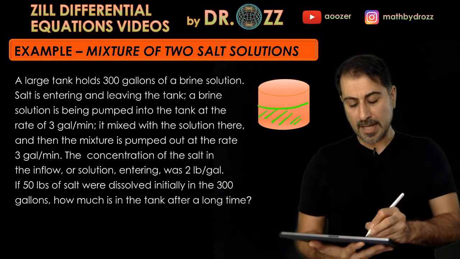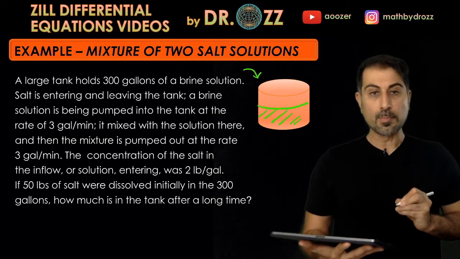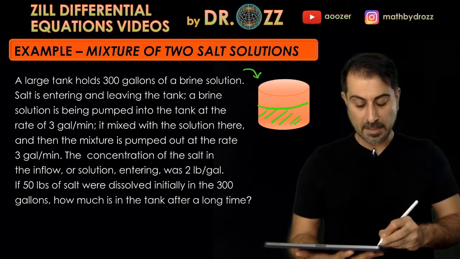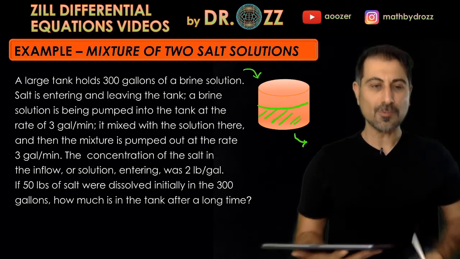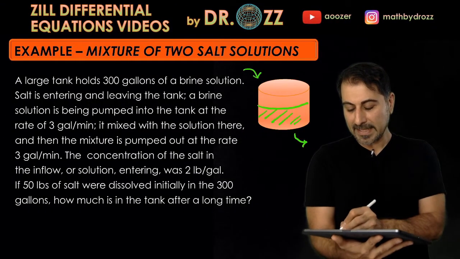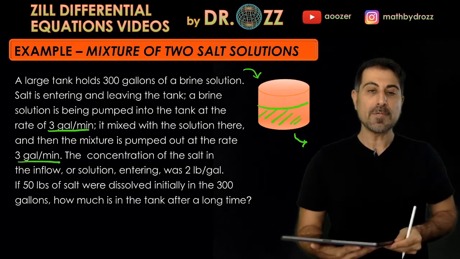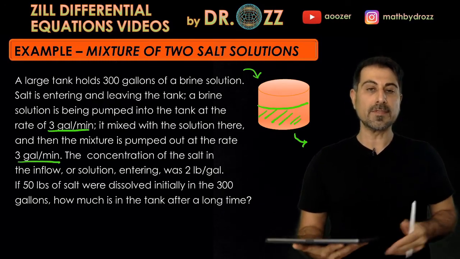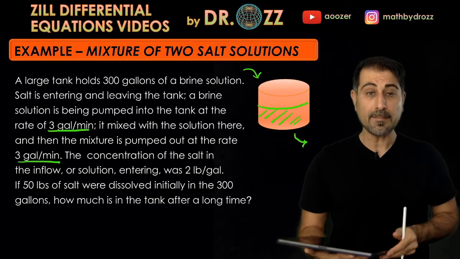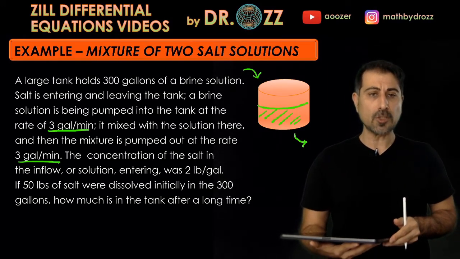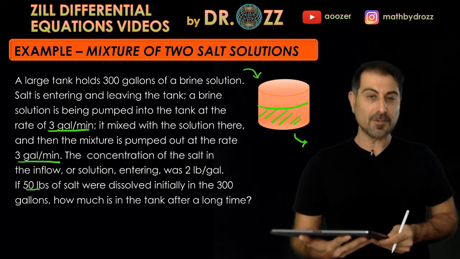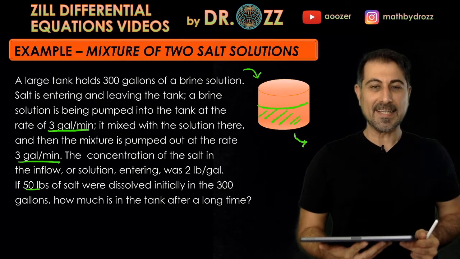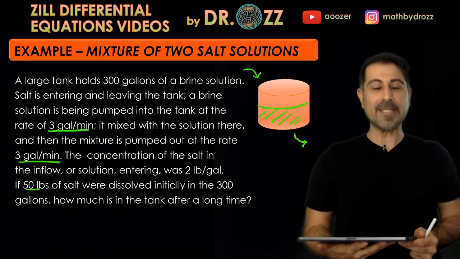What we're doing now is we're pumping in brine solution at some rate, but in the meantime, we're pumping the stirred solution out. It is stated that the incoming and outgoing rates are the same. That means we're going to retain 300 gallons of the brine solution in the tank all the time. The only thing that is changing is the amount of salt in the tank. So initially 50 pounds of salt is dissolved in the 300 gallon tank. What we are interested in is the amount of salt after a long time.